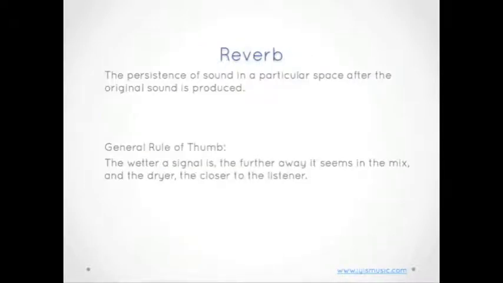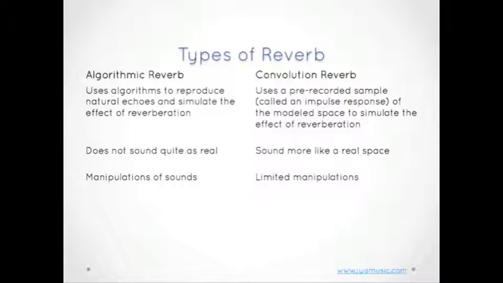So what is reverb? Reverb is the persistence of sound in a particular space after the original sound is produced. So as a general rule of thumb, the wetter a signal is, the further away it seems in the mix, and the drier, the closer it is to the listener. So here are two types of reverb that I'm going to talk about.